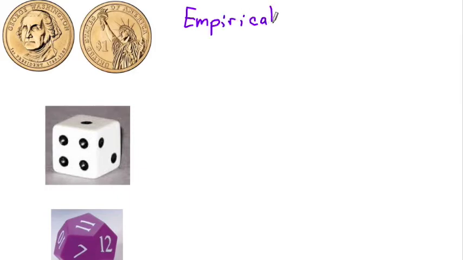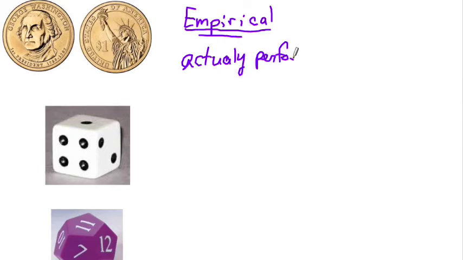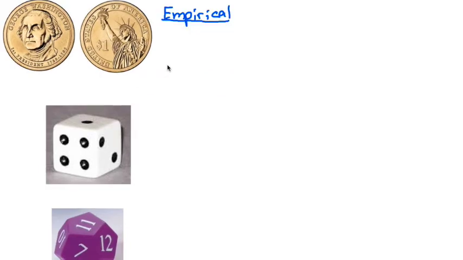Now empirical, you actually perform the experiment, or collect data. That's another way of doing this. The other part of probability is what's called empirical probability, and it's really easy to get confused between theoretical and empirical. But empirical, you actually do the experiments, like for instance flipping a coin.